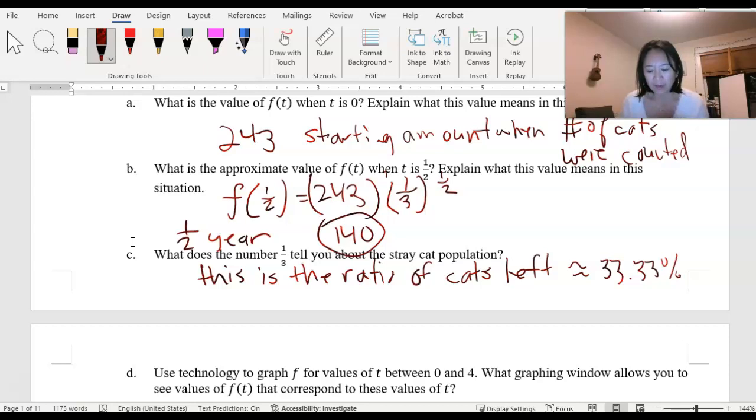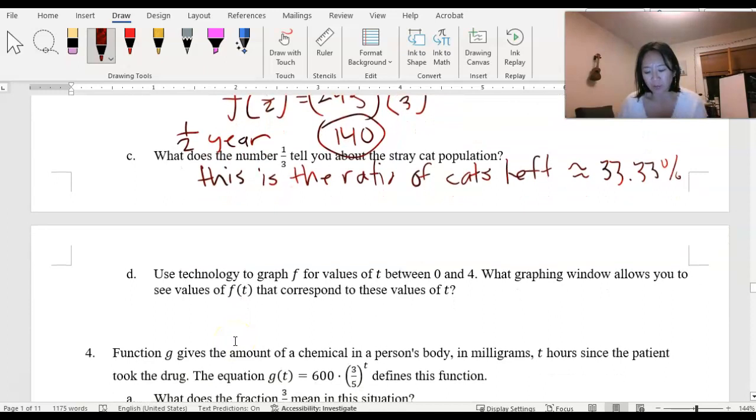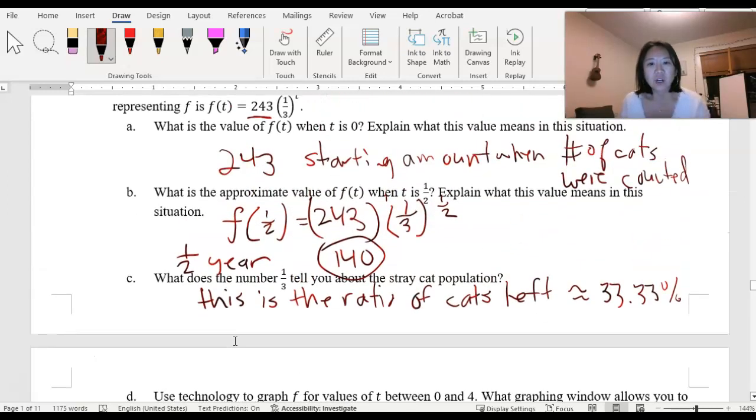And then graphing that. And it wants me to graph it between 0 and 4 for values of t. So where x is between 0 and 4. So I have that in my window. So you go to Window and change your x min to 0, your x max to 5. And then the starting value of my cats is 243. So for my y max, I'm going to go ahead and do 250. And my y min is going to be 0.